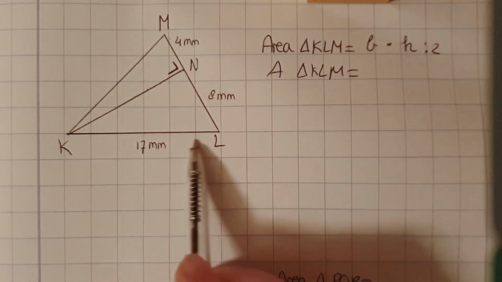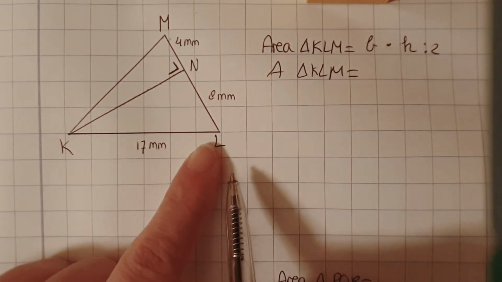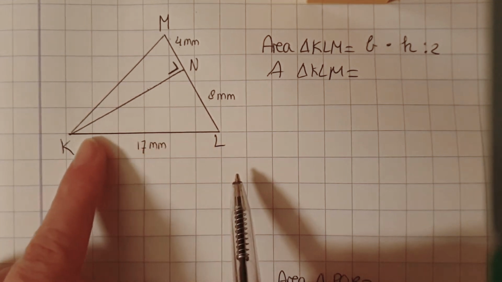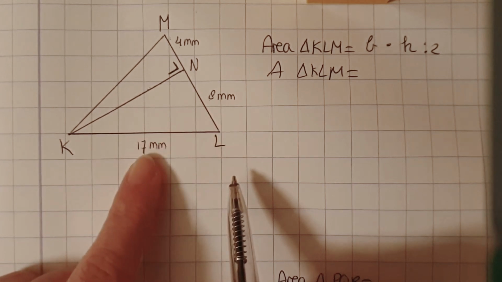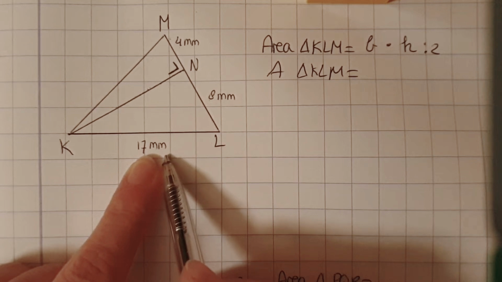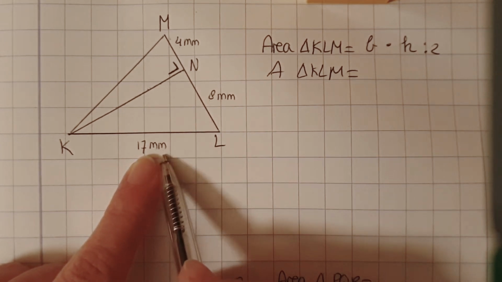Okay, first let's have a look at this base. If I go along this side and I'm looking for a 90-degree sign, is there a 90-degree sign here? No, there's not. So you know what? I can't use this side. Why did they give this to you? Just to confuse you a little bit. All right, so don't use this.